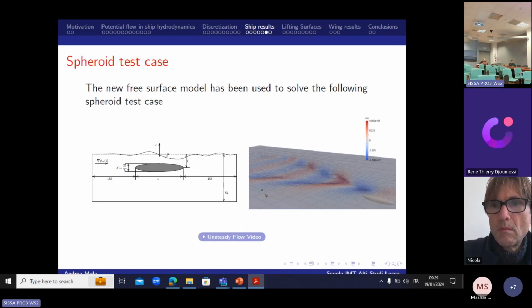Now I could also start a video on this, but maybe I'll start it later if we have time. However, we have also run some simulations on this underwater spheroid, which allowed us to test the new kind of free surface kinematic condition. And we are successfully able to run unsteady simulations in which we pump waves into the domain.